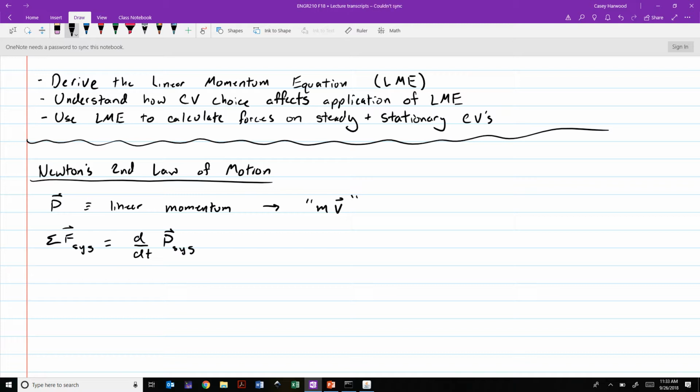The reason this is meaningful, and the reason we can usually approximate this as ma, is that if we take the time derivative of this quantity, what does conservation of mass say? It says that the time derivative of the mass of a system is 0. So the only thing we end up with is basically mass times the time derivative of velocity, which is acceleration. Newton's second law. But we write it in this form because this expression, the time derivative of something of a system, lends itself to the Reynolds transport theorem that we've developed.